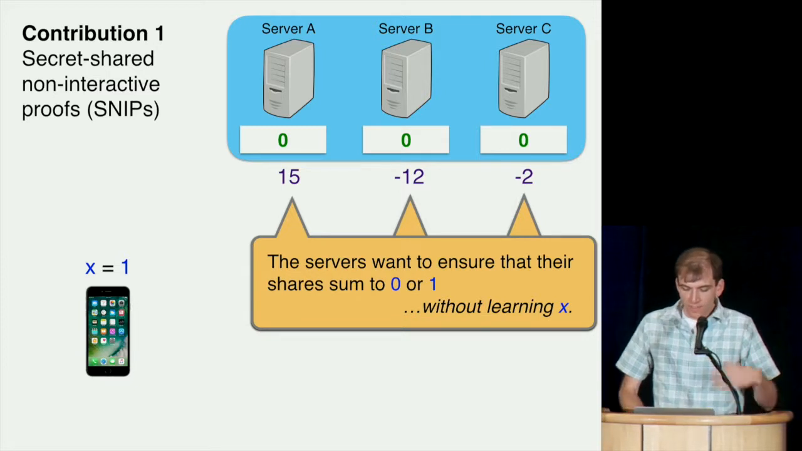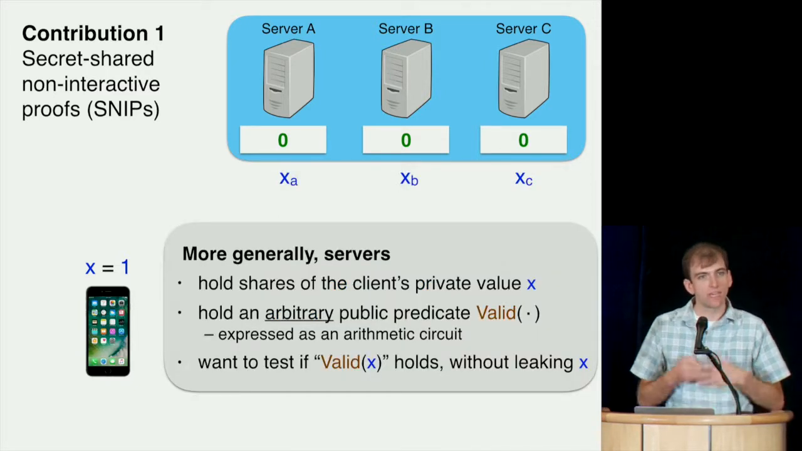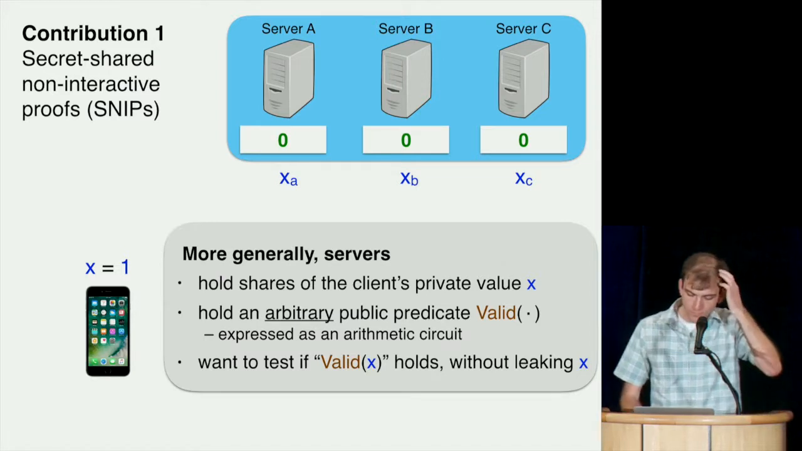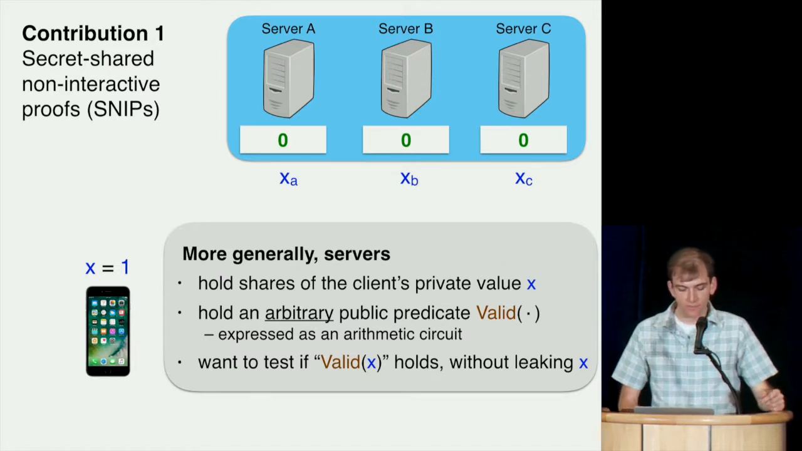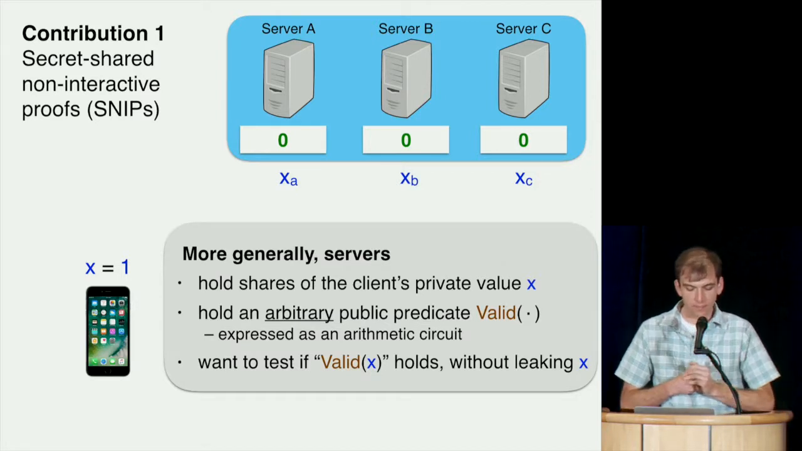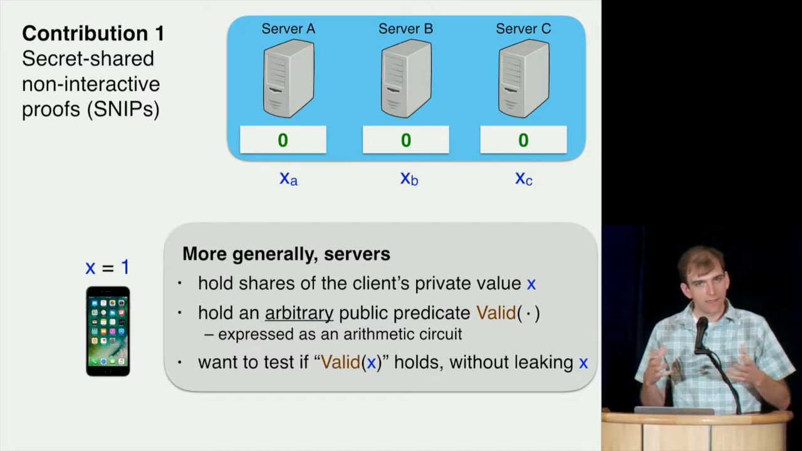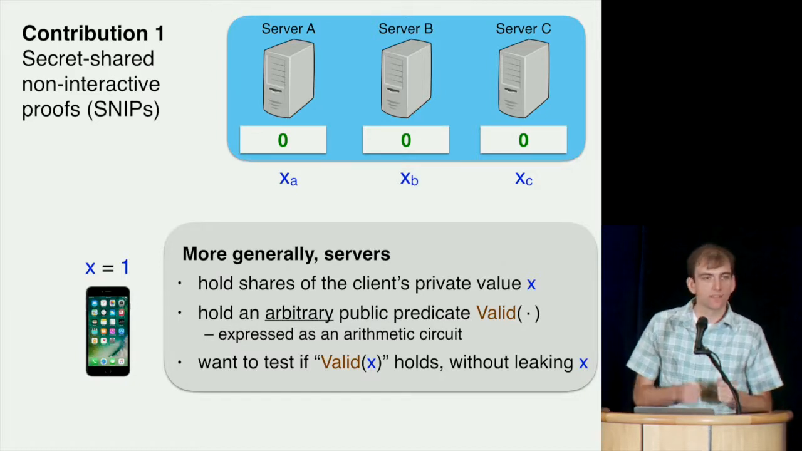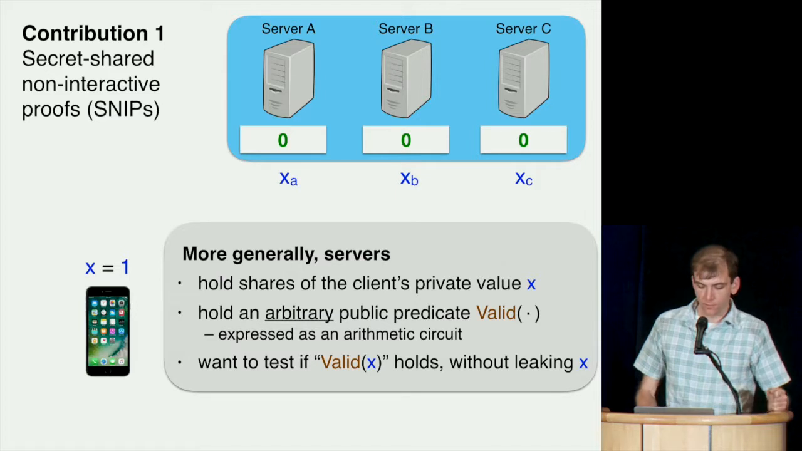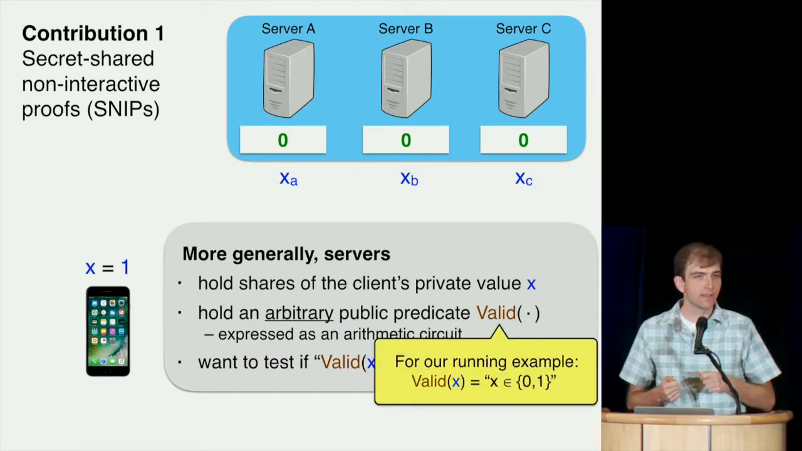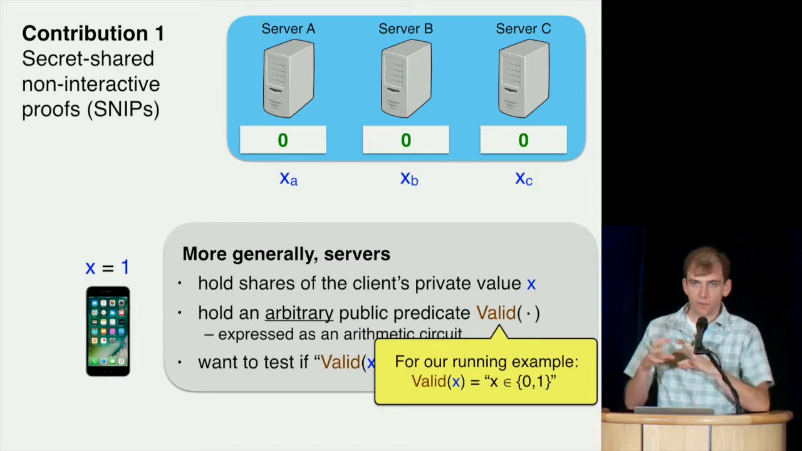And they want to do this without actually learning which is true. So they want to check that the client's value satisfies some predicate without learning anything else about the value. In the most general case, the servers have shares of X, using a secret sharing scheme, and they hold some predicate, which I'll call a valid predicate, that's expressed as a circuit, and they want to test if this predicate holds on X without actually learning what X is. In the simple example that I've been using, the predicate just tests whether X is 0 or X is 1.